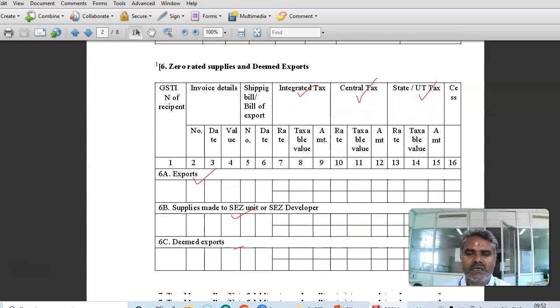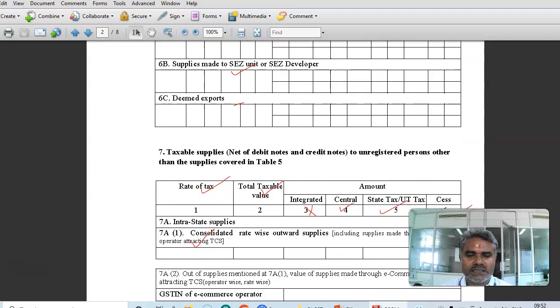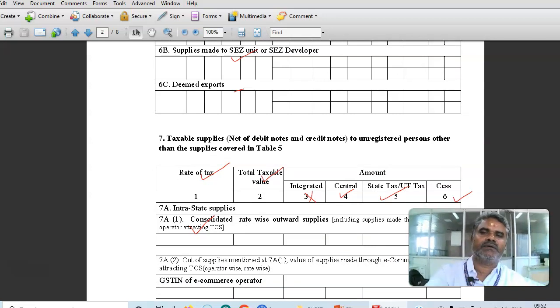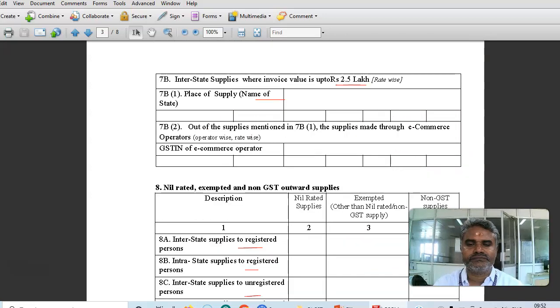See, this is all the information you have to give. You need not worry about that. This format is available on the net. Whenever you have time, simply type in Google forms of returns of GST. The different returns have different forms. You can easily get them and refer to them.